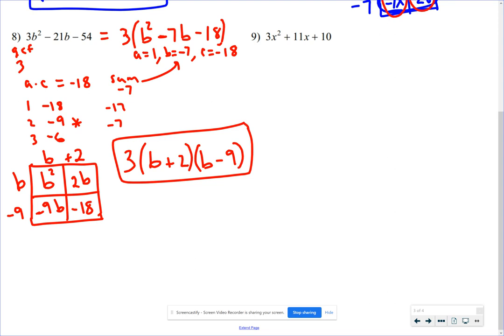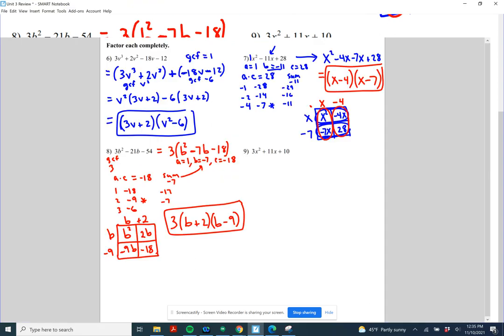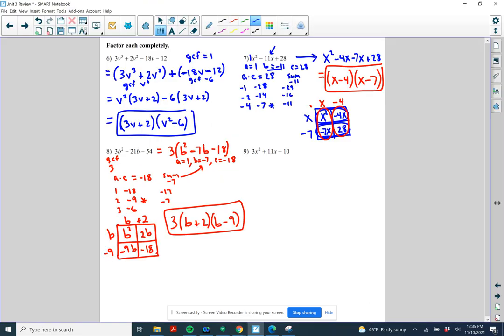Okay, let's look at problem number 9. I think I'm going to switch back to my blue. Kind of done with the red. I'm switching back to blue.